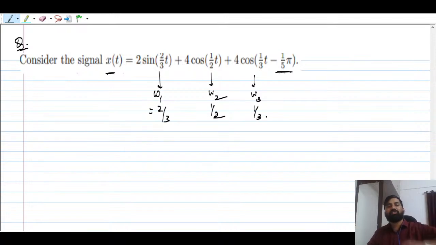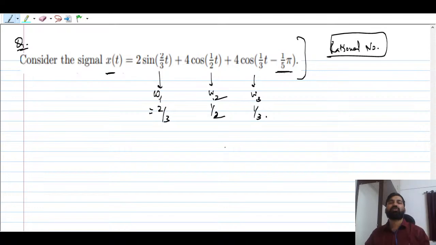So how do we find out? Take the ratio of omega 1 by omega 2, omega 1 by omega 3, or omega 2 by omega 3, or omega 3 by omega 1, all the permutations and combinations you can check. That means the ratio of the individual frequencies should come out to be rational. If you don't have any idea about rational numbers, I will discuss them in our coming aptitude course, which is going to be on this YouTube channel only. So that is very important.